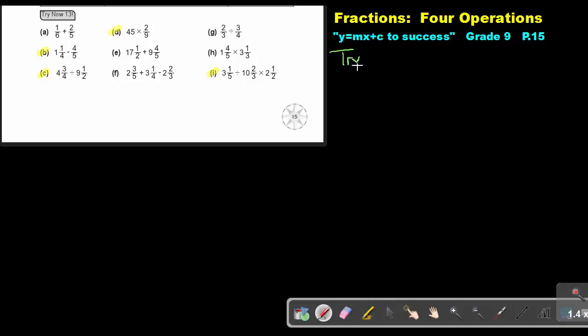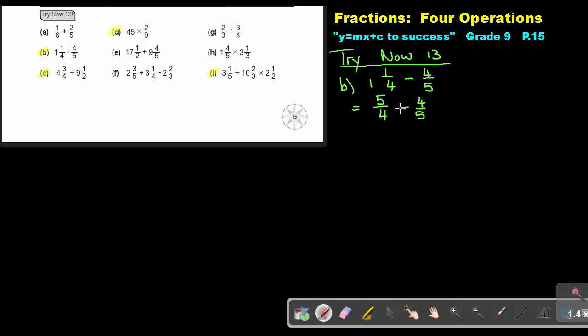Okay, let's start. Try now 13. Let's start with number B. Now, number B is a subtraction sum. So what must we do if we add or subtract? We must first make it improper fractions. 1 and 4, so that's 4 plus 1. That will be 5 over 4 minus 4 over 5.